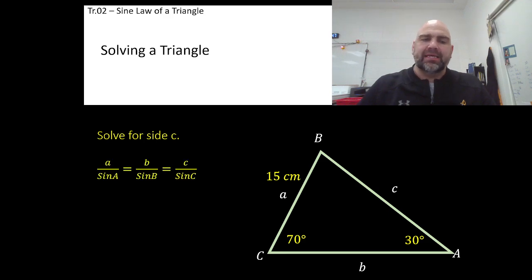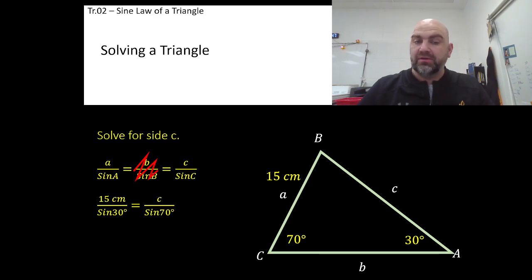Sine law looks like this: A over sine A, B over sine B, and C over sine C, which means that we need three pieces of information, and we need to make sure that one of our ratios is filled before we can solve for a missing piece in a second ratio. So the pieces of information we have here are angle A, angle C, and side A. So we're actually not even going to use B, so let's erase that right there, and let's plug in the values that we know. Side A is 15 centimeters, angle A is 30 degrees, and angle C is 70 degrees, and we are trying to find what is side C.